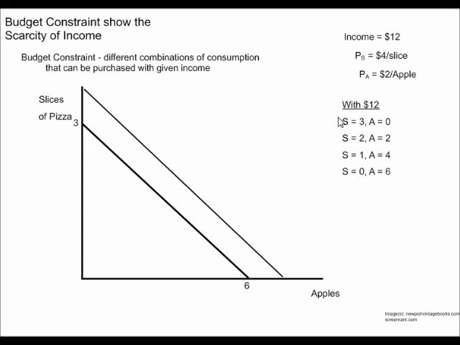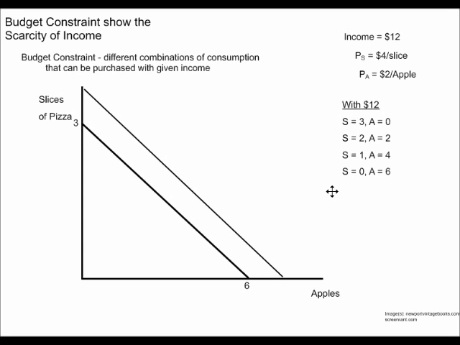We've got four different lines here that all represent different amounts of consumption that still spend the full $12 in your pocket. You could buy no apples, and that means you could buy 3 slices of pizza. Or, if you only wanted to buy 2 slices of pizza, 2 slices of pizza at $4 a pop would take up $8, so you'd have $4 left. With that $4, with apples at $2 a pop, you could buy 2 apples. Or you could buy 1 slice of pizza and 4 apples, or no pizza whatsoever and 6 apples. All those represent different ways that you could spend all of your $12 of income.